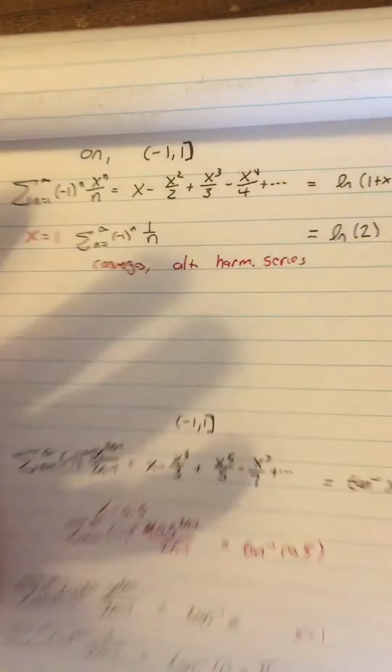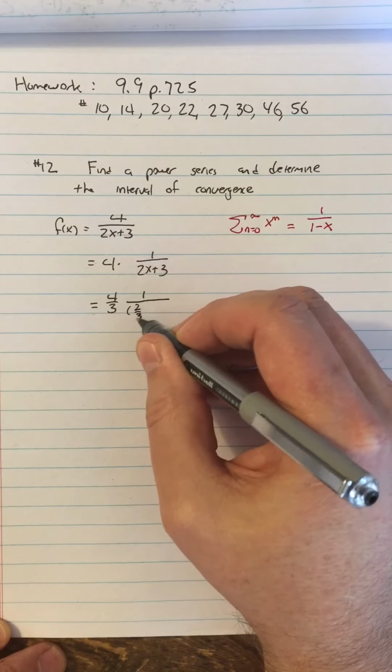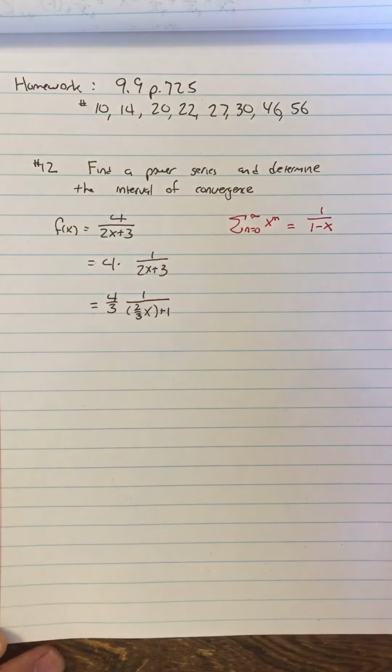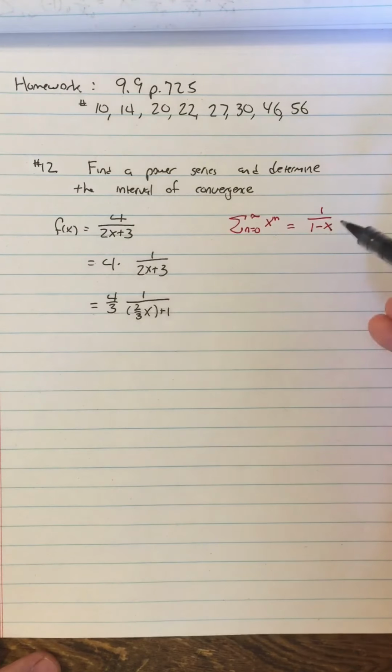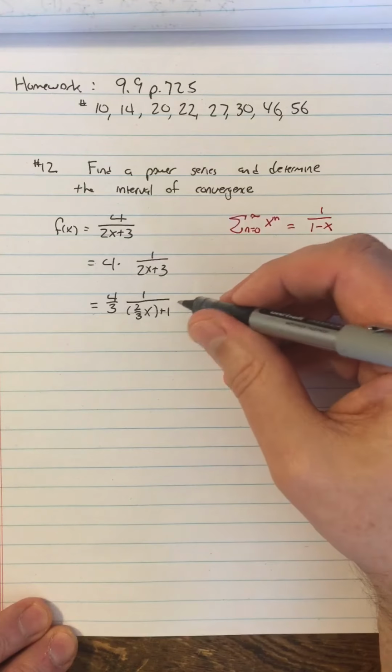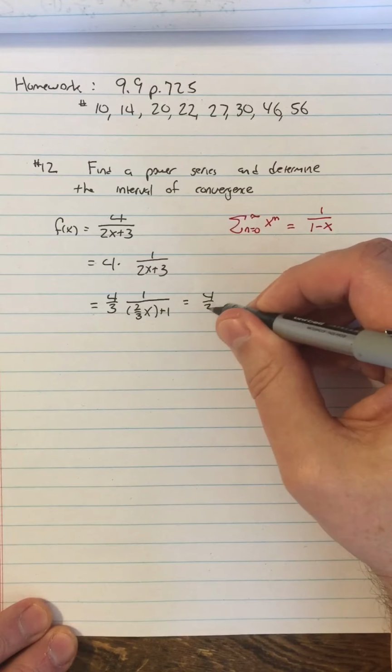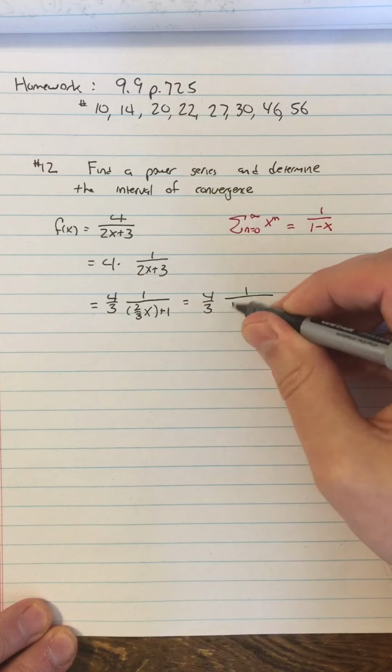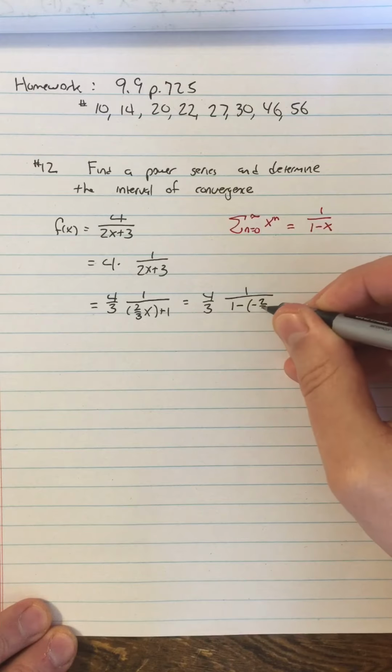So what I'm going to do is factor a 3 out of the bottom. If I factor a 3 out of the denominator, that's going to make my 4 turn into 4/3. And then I'm going to have 1 over 2/3 x plus 1. And then the other tricky thing is we've got to turn this plus sign into a minus sign. So we just use negative 2/3 x. So this equals 4/3 times 1 over 1 minus negative 2/3 x.